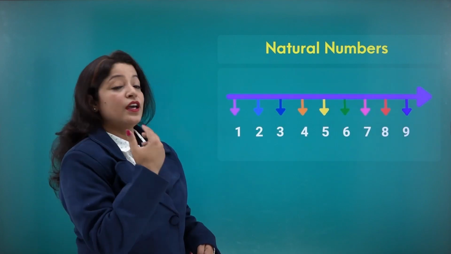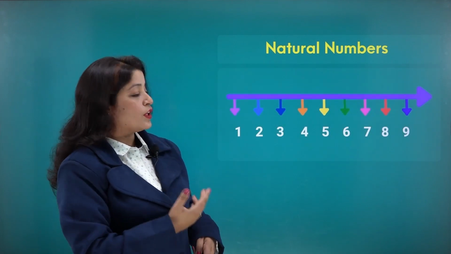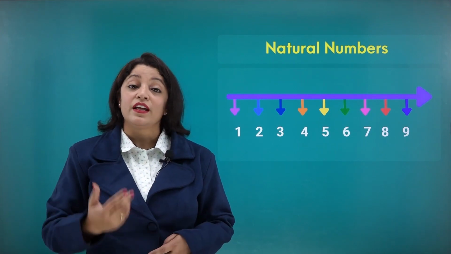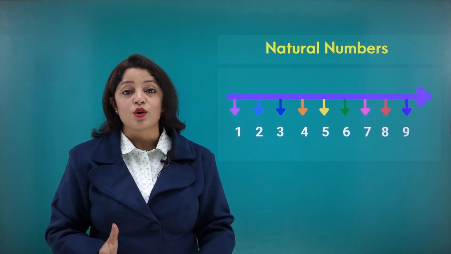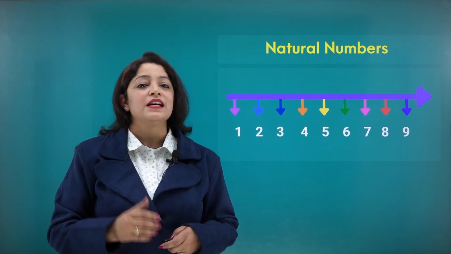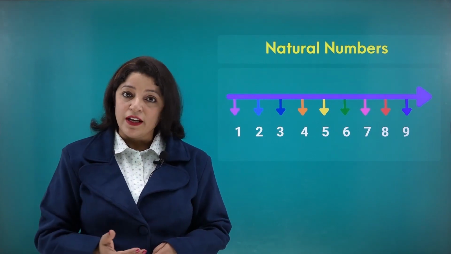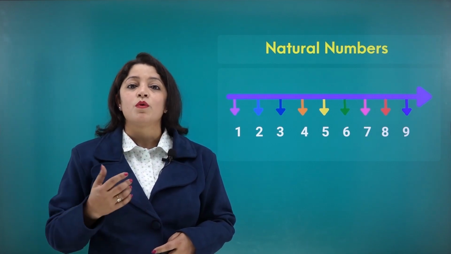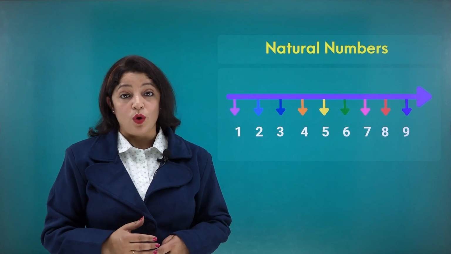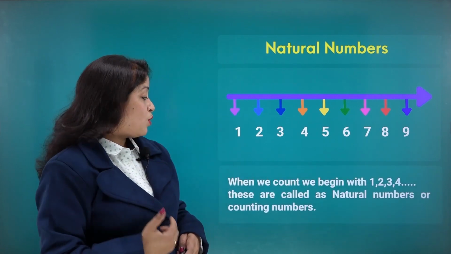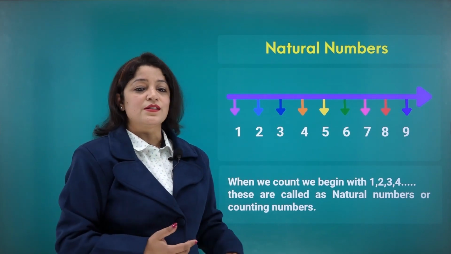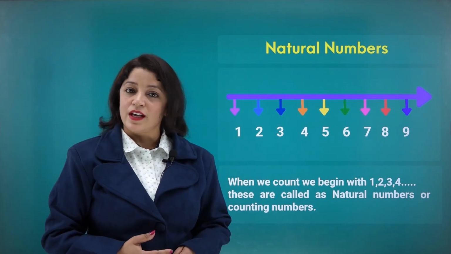So we can conclude one thing here, that natural numbers, if I represent 1, 2, 3, 4, 5, 6 and so on till unlimited, infinity, right? So this group or set of numbers is called natural numbers. If we want to define natural numbers, we'll say it's a collection of the numbers starting from 1, and they are also called counting numbers. So when we count, we begin with 1, 2, 3, 4 and so on, and these are called the natural numbers or the counting numbers.